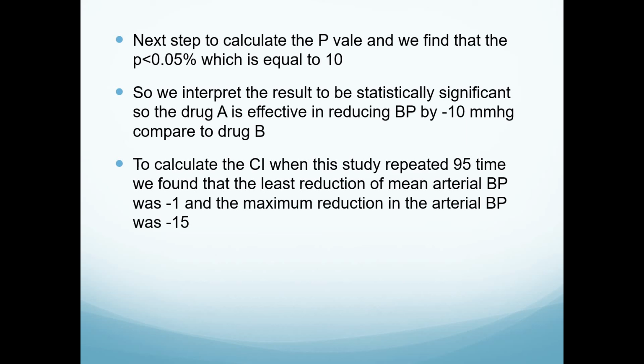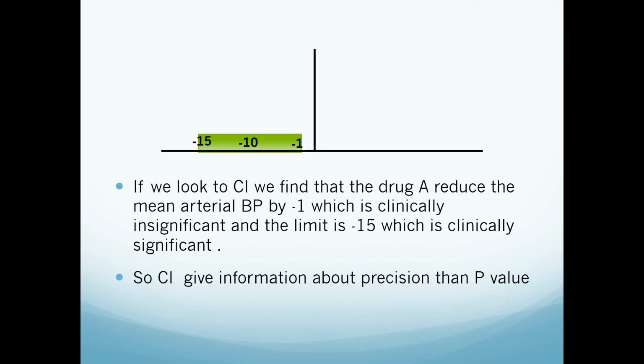calculate the confidence interval. When this study is repeated 95 times, we found that the least reduction of the mean arterial blood pressure was minus 1, and the maximum reduction of the mean arterial blood pressure is minus 15. If you look at the confidence interval between minus 1 and minus 15, we find that drug A is reducing the mean arterial blood pressure by minus 1, which is, despite that it's falling down, all of it is below the value of 0.